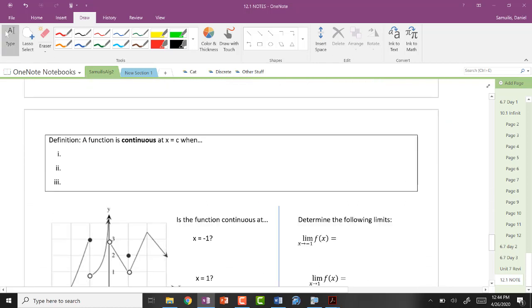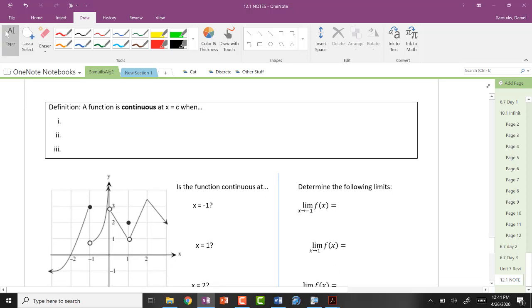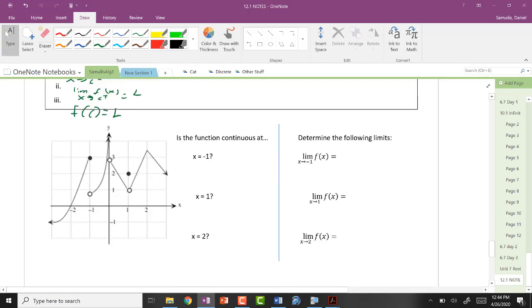Alrighty. Okay, so continuous. Basically, continuous means there's no breaks in the graph. There's no hole, there's no jump discontinuity, it doesn't approach infinity. So it's going to be continuous if the limit of f of x as x approaches c from the left is equal to L, the limit as x approaches c from the right is L, and then if the actual value is L, then it's continuous. So is the graph continuous? Again, it is pretty straightforward. It's no breaks in the graph.